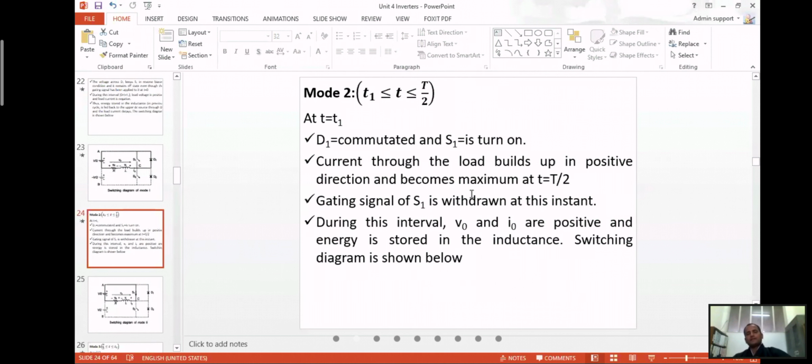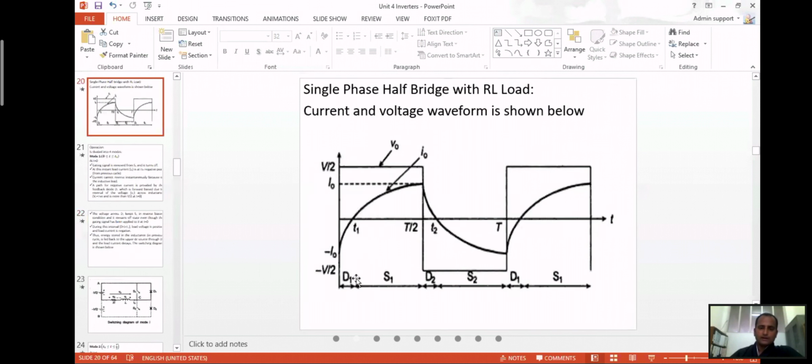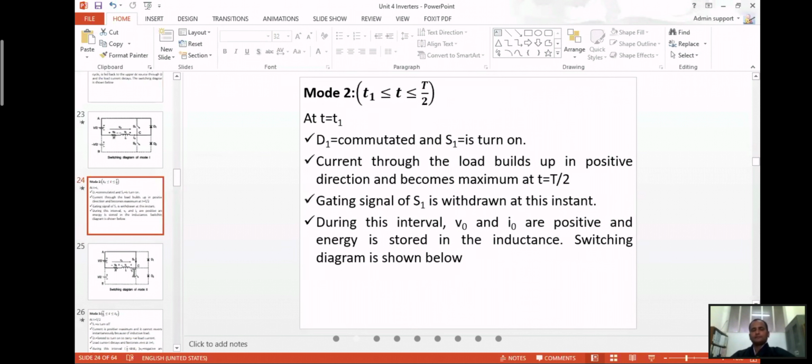Mode 2 operation is from T1 to T by 2. This is the point when S1 is conducting, T1 to T by 2. At this point, both the current and voltage will be positive in mode 2. So D1 will be commutated in mode 2 operation, and S1 will be turned on.